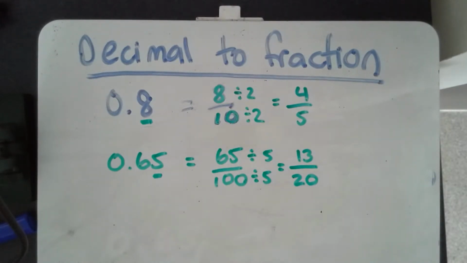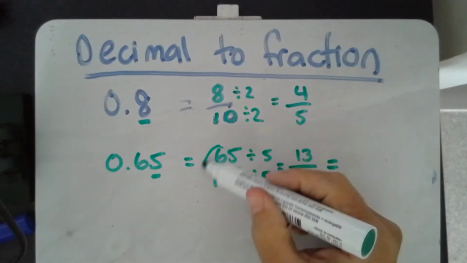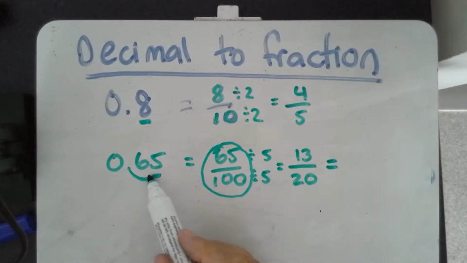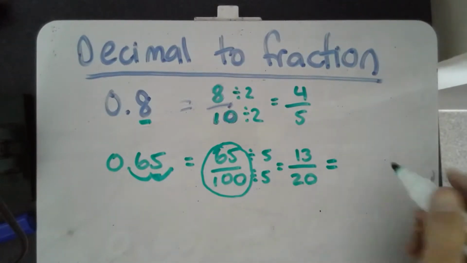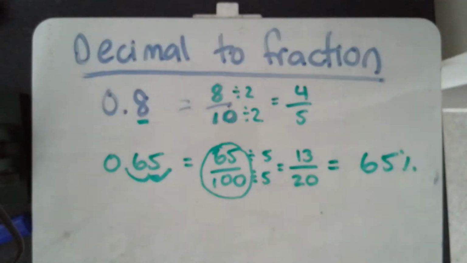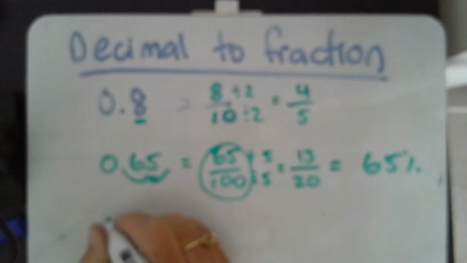What about as a percentage? That's pretty easy because we know that percent means out of 100. So we had this. We also know that we can multiply by 100 like this. So this would actually be 65%. So how would we go if we got a fraction like this?